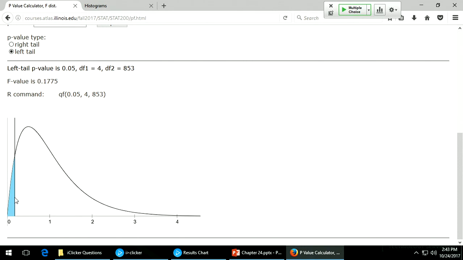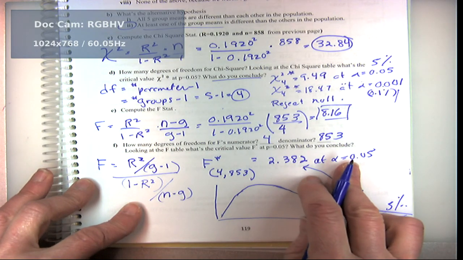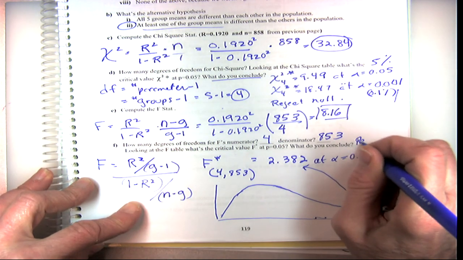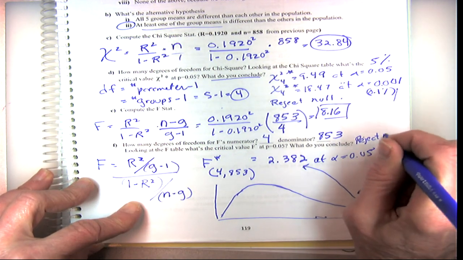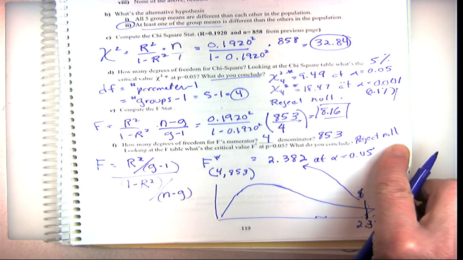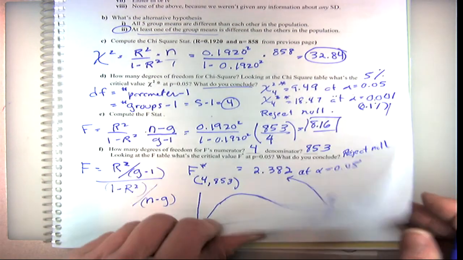Okay. So let's go back to the document camera. And let's just, what do you conclude? Same as, that we'll reject the null and conclude overwhelming evidence that at least one of the group pairs are different. One of the groups is different than the others. Okay? So that's the idea.